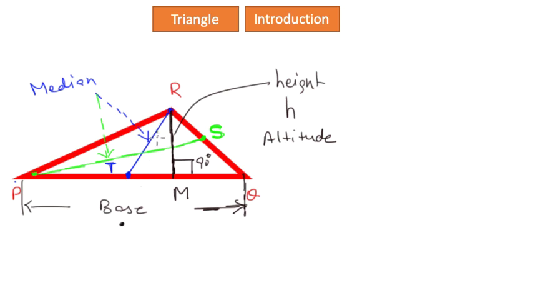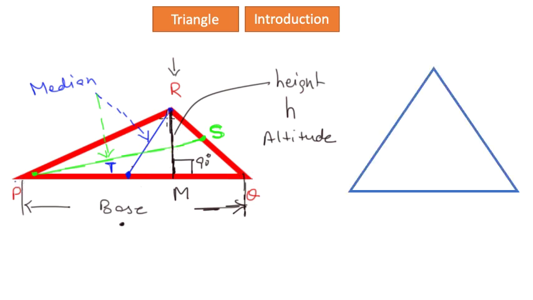Alright, so we have learned about the median, the height, and some other basic terminology. One thing I would like to point out is that this height or the altitude may or may not be the same as the median. Because if you look at this shape, I have the median RT, which is coming from this vertex R, right? This RT is the median, but RM is the height. And these two are two different line segments or two different dimensions, correct? Now in this case, in the triangle PQR, it is not a symmetrical triangle, hence the median and the height or the altitude are two different things, right?